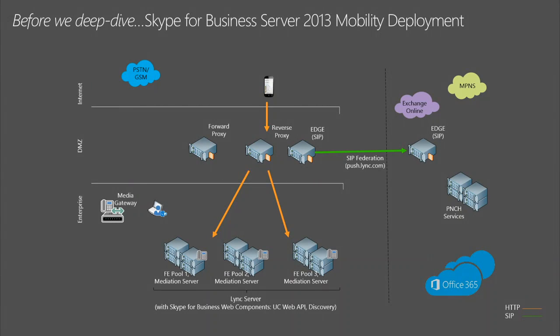So that's how the mobile client signs in. It goes through the reverse proxy, and then it signs in to the front end. The front end has a specific component called UCIVA that is responsible for handling the HTTPS traffic for mobile. We will be having a session on this tomorrow.